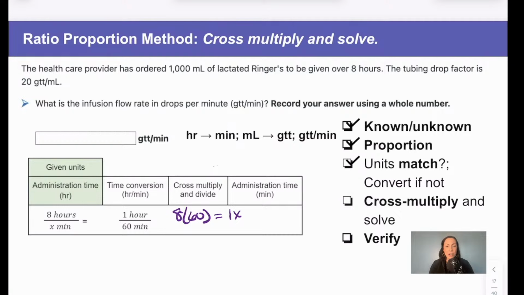So what do we get here? 8 times our 60, we're going to get that 480, right? So x equals 480 minutes. So now we have figured out our hours to minutes, and we can take on our next step here, which is going to be getting our milliliters to drops.